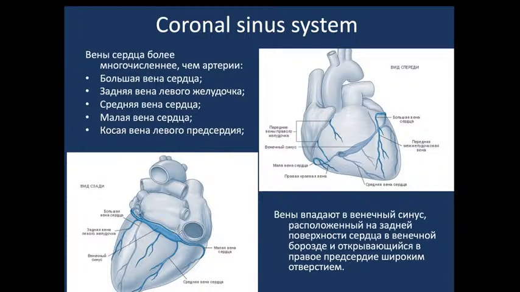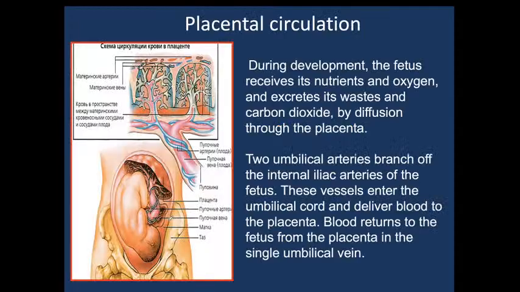They come into the coronal sinuses, or sinus coronarius in Latin. It is a small system, but all blood from the heart comes into the right atrium through the coronal sinus system. And the last part of our lecture is fetal circulation.